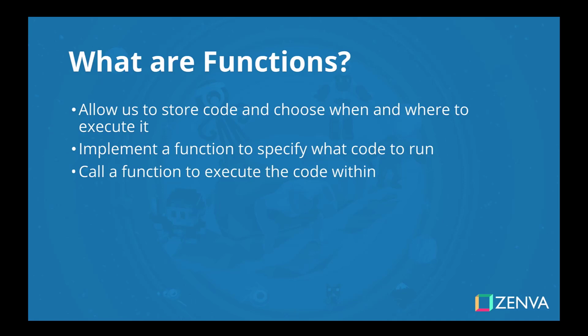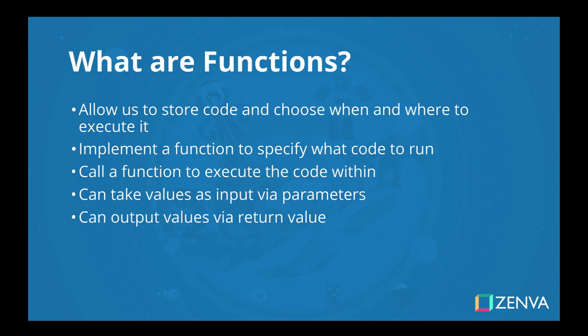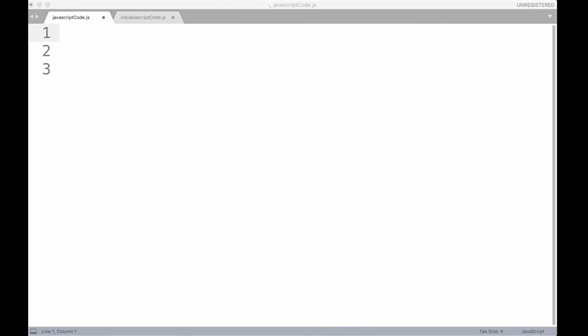Now this is important because when we write a function, the code within it actually won't run until it's called. So if that function is never called, the code will never run. We can also take values as input via parameters into functions and use them as variables. And we can also output values via a return value. Now likely what we'll do is stick with the first 3 parts of those function points, and then we'll talk about parameters and return values in the next section. So let's head on over to the code and get started.